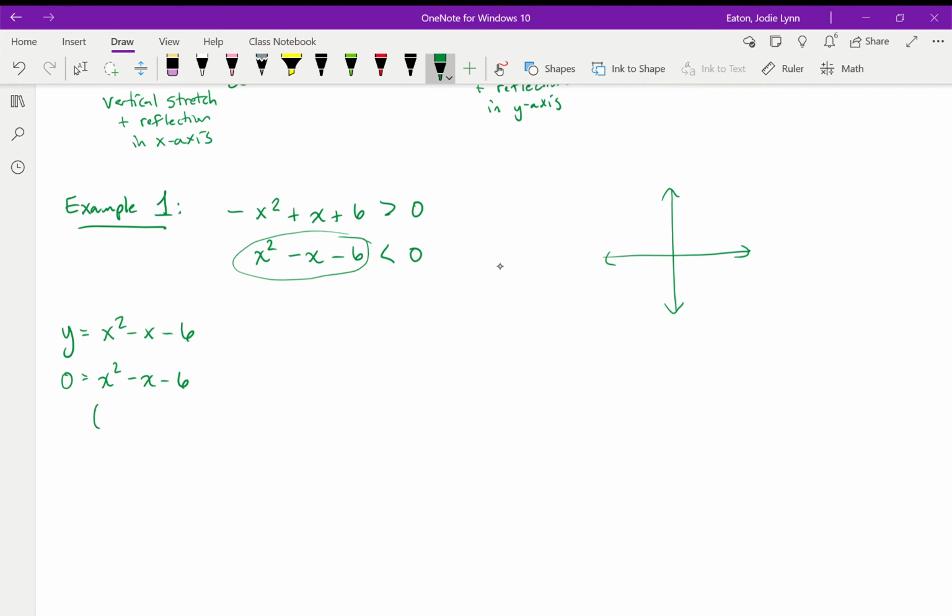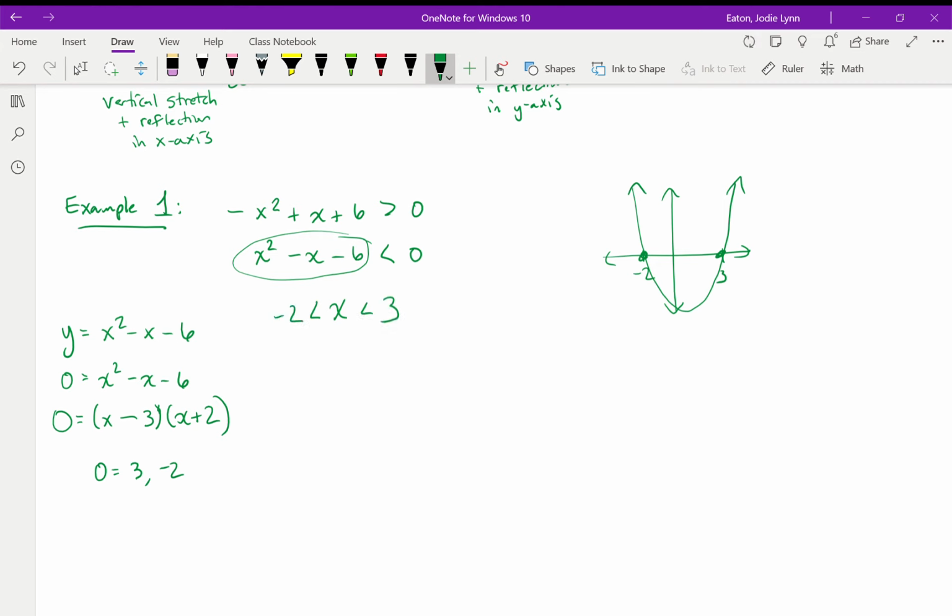So we can factor this. We get x minus 3 and x plus 2. So we know that equals 0, so the roots are 3 and -2. So we have a parabola, and we know it's upward opening. We know it comes like this. So we can see that between -2 and 3 is where it's negative. So x is going to be greater than -2 and less than 3.